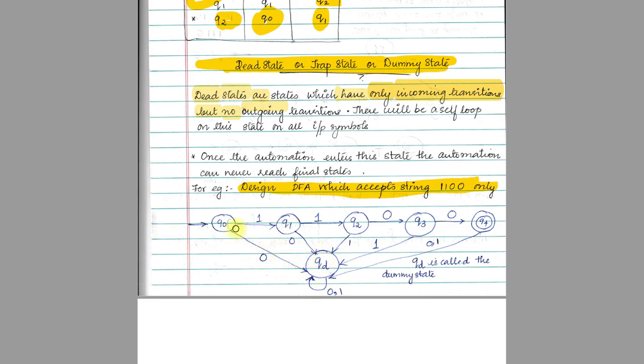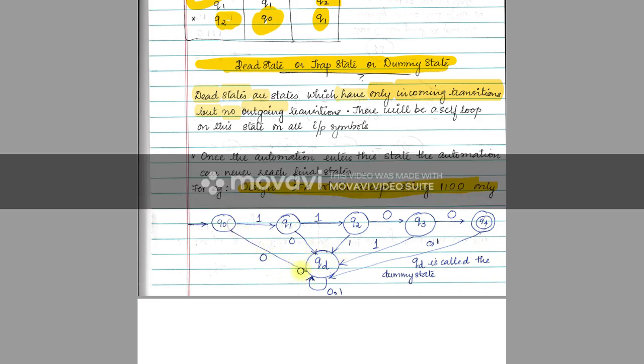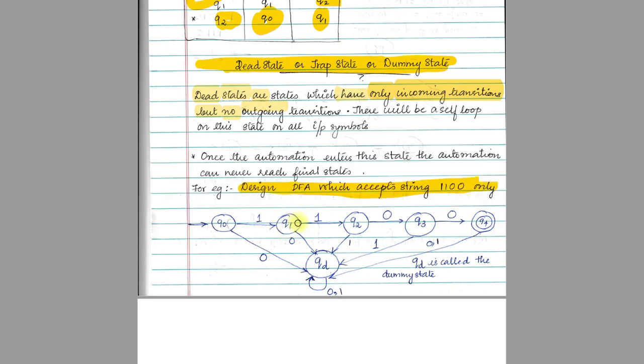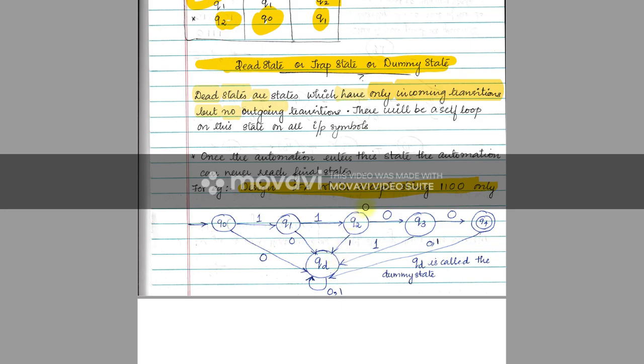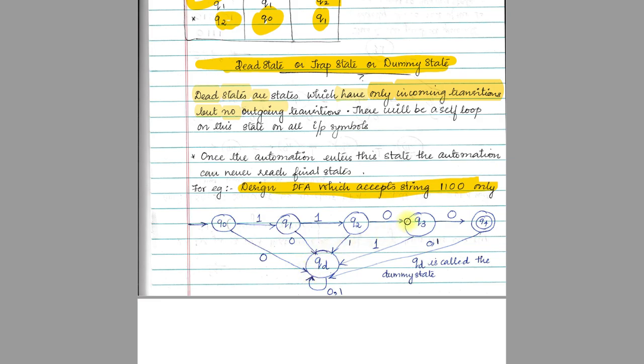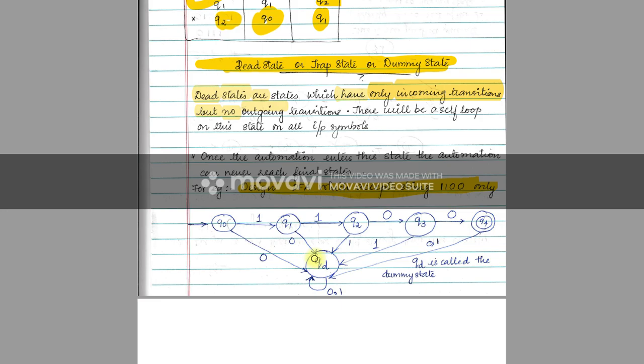Whenever I'm receiving a 0, I'm sending it into a dead state, I mean QD. It just has a self loop, so only incoming is there. When I'm reaching Q1, if I'm getting a 0, I should send that straight away to the dead state. Same for Q2, because after 1 1 it should be 0, it should not be 1. So whenever a 1 comes, I should send it to QD. So the next is Q3. Whenever I'm getting a 1, I should send that straight away to the dead state.